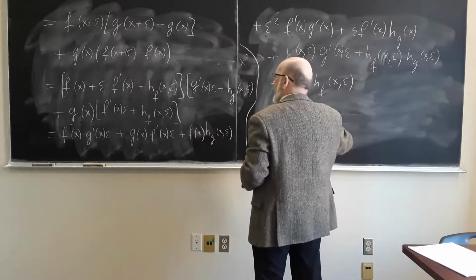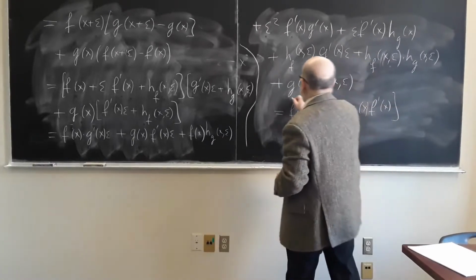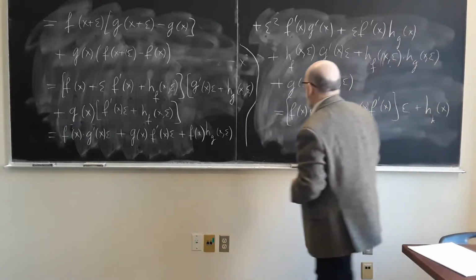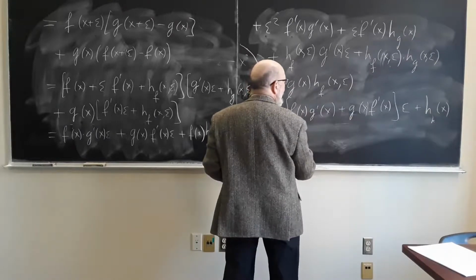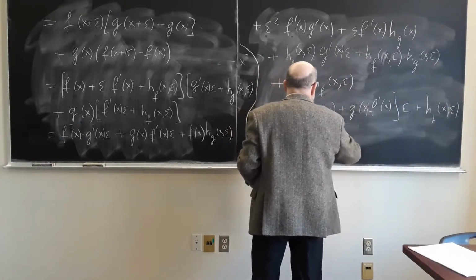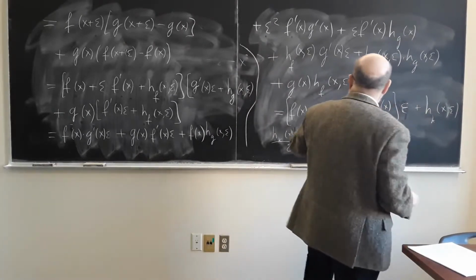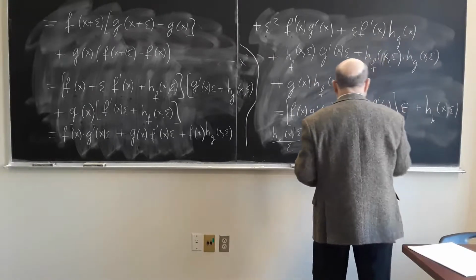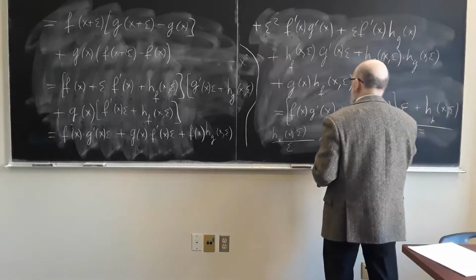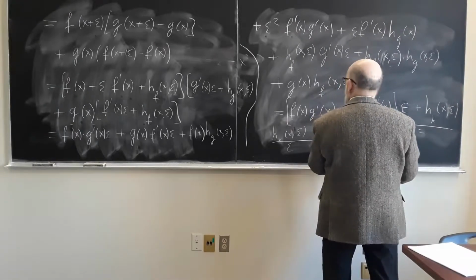Yes, equals f(x) g prime(x) plus g(x) f prime(x), times epsilon, plus h_k(x, epsilon), where h_k(x, epsilon) is infinitesimal, and if you divide this by epsilon, here is this factor epsilon, then we have this. k(x plus epsilon) minus k(x) equals, let's see.